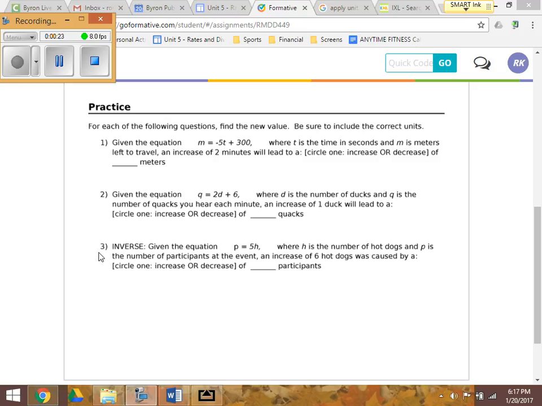Given the equation, P is equal to 5 times H, where H is the number of hot dogs, and P is the number of participants at an event. An increase of 6 hot dogs was caused by, well, again, I would guess here that if we're going to have more hot dogs, we're going to have more people or more participants. I would just imagine that as this number goes up, that number has to go up. That makes sense. So let's check it out here.